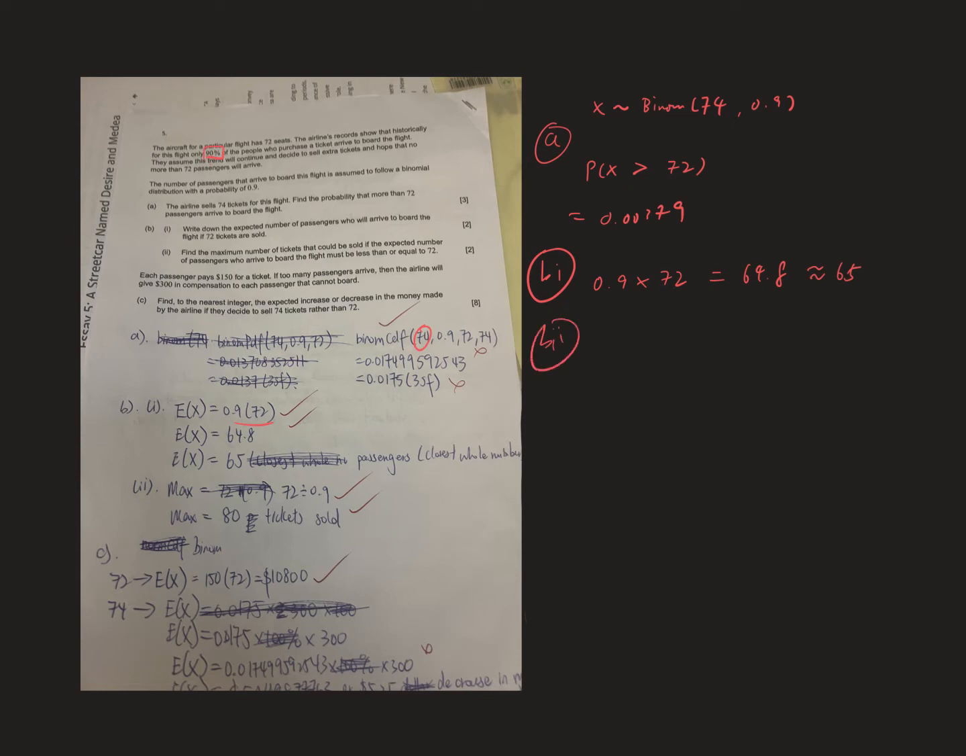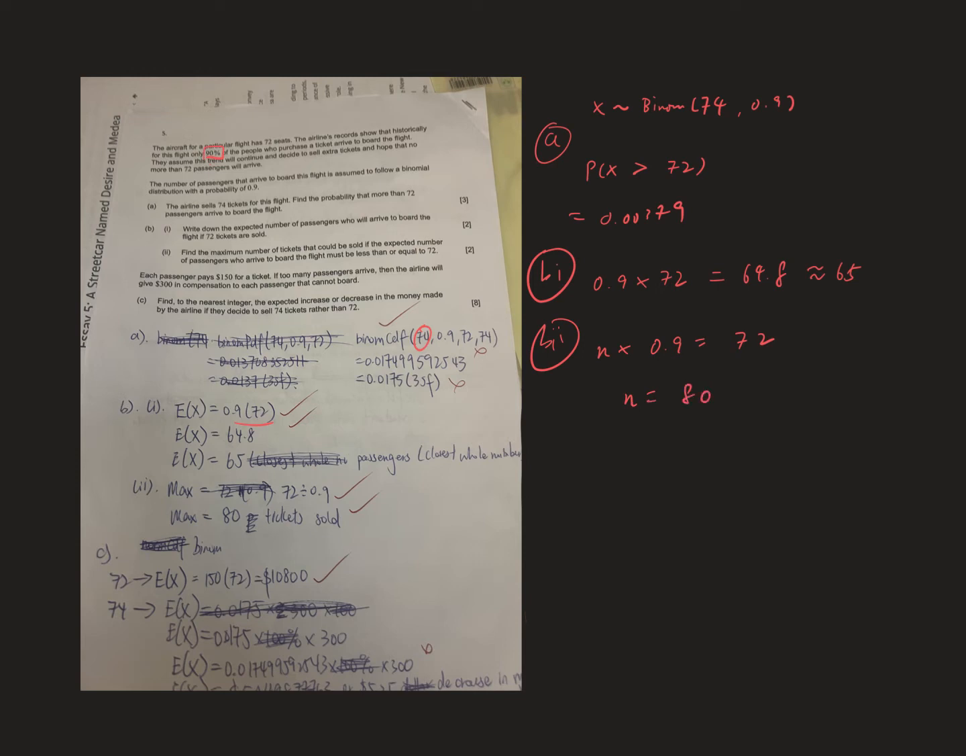And then for B2, the maximum number of tickets should be such that the expected number is more than or equal to 72. Therefore n times 0.9 should be equal to 72, which is the maximum number of tickets that the airline company can sell. Therefore the answer should be 80 here.